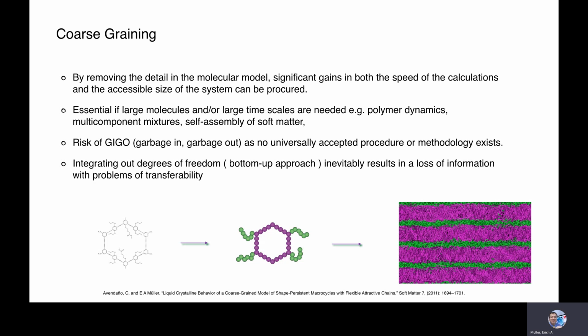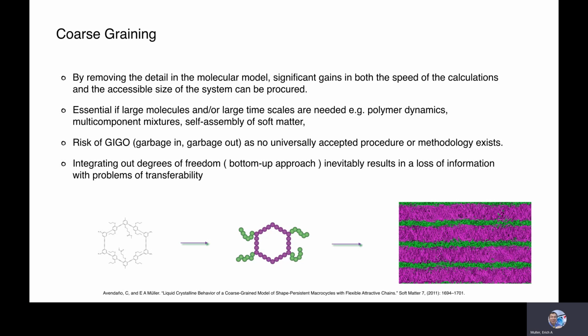Coarse graining is essential if we're looking at large molecules or large timescales. For example, in the cases of polymers, multi-component mixtures and self-assembly of soft matter, it's indispensable. But there is a risk of garbage in, garbage out, because there is no universally accepted procedure or methodology to obtain the information for the coarse-grained force fields. This is important because integrating out the degrees of freedom inevitably results in a loss of information, and this has consequences for the transferability of the models.